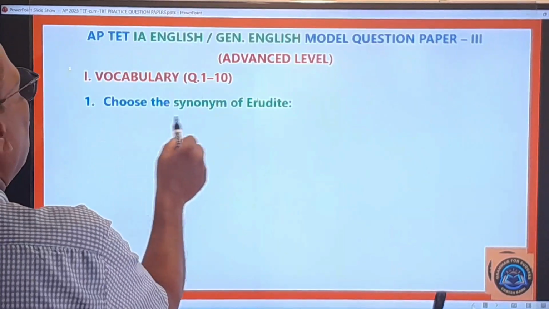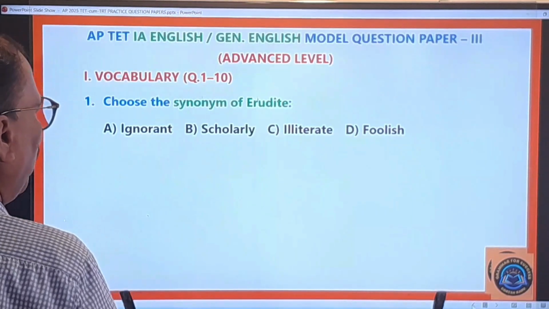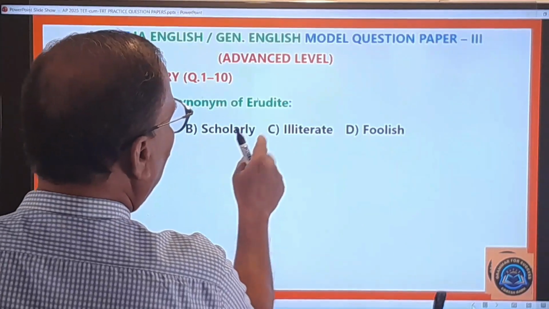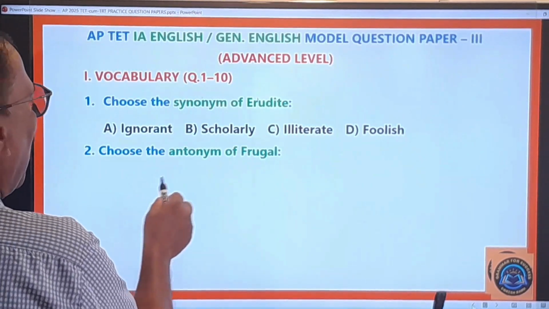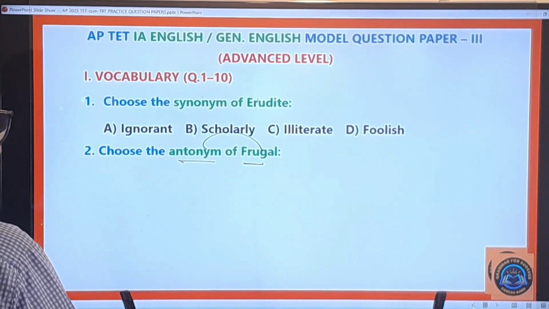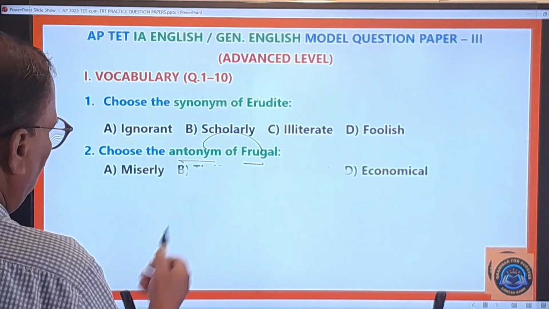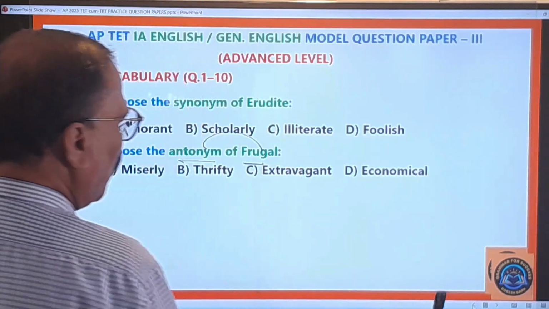First question, choose the synonym of erudite. So here he is asking you for the synonym: ignorant, scholarly, illiterate, foolish. You go to the second question, choose the antonym of frugal. What is the antonym or the opposite of frugal? Here are given some options: miserly, thrifty, extravagant, economical.